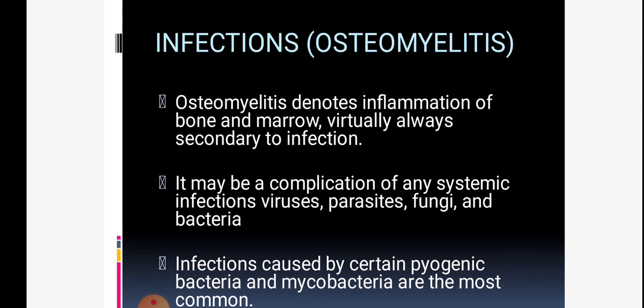Now infections, this is important even from the exam point of view. Osteomyelitis, so a 5 marks question or a 3 marks one. Osteomyelitis denotes inflammation of bone and marrow, virtually always secondary to infection.